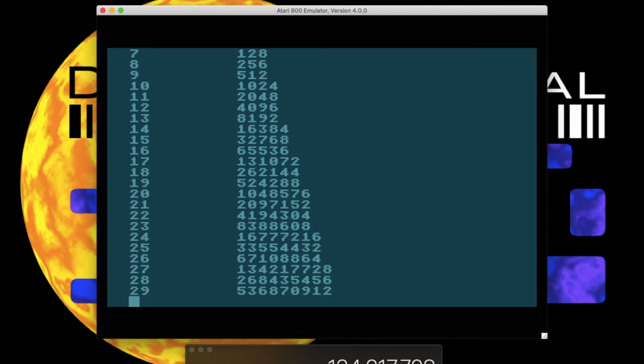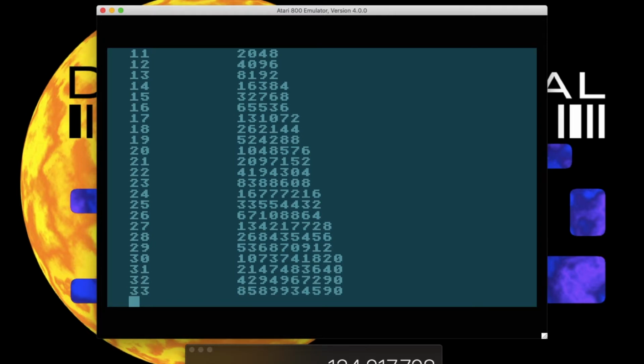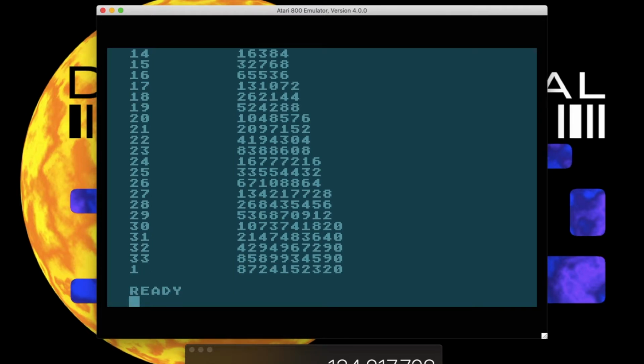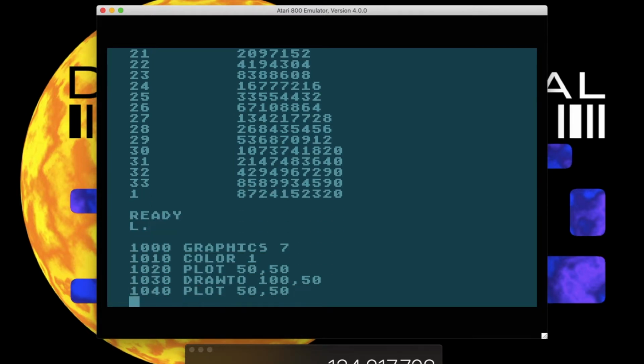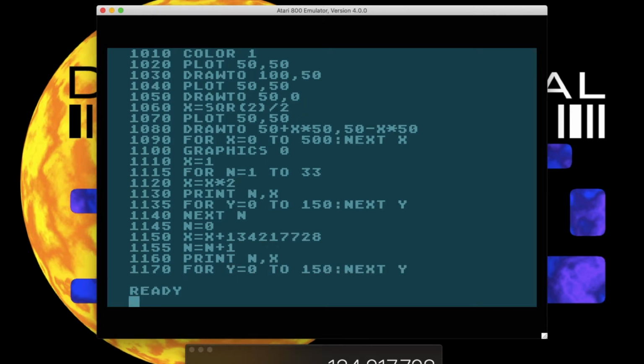So where does it hit? Where do we end up getting an exponent? Oh, come on, forgot the go to. 1180 go to 1150.